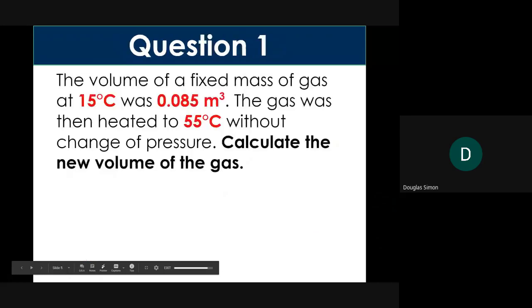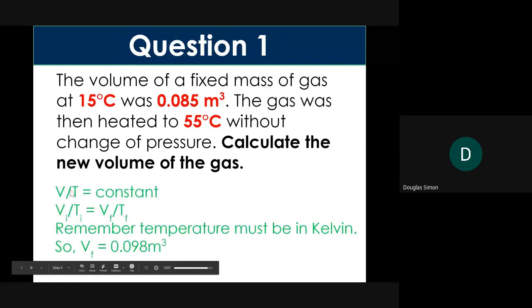So here's a question for you to try. Pause the video now and complete this question. So relatively simple, as long as you remember to change to Kelvin. So volume over temperature is a constant. The initial volume over the initial temperature must therefore be equal to the final volume over the final temperature. Convert everything to Kelvin, plug in the numbers, and you should get 0.098 meters cubed.